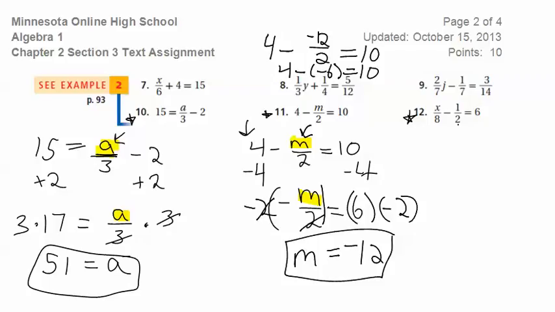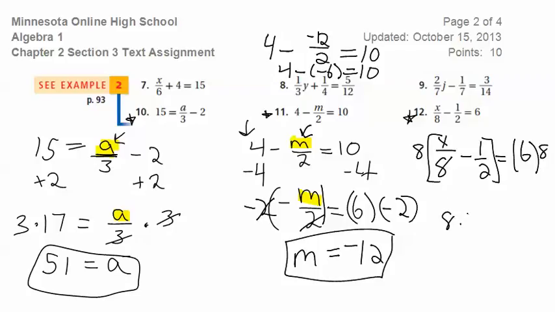we can start by doing the same thing, adding 1/2 to both sides. This one I may want to do a different way because there's quite a few fractions involved. So I think on this one what I would like to do is multiply both sides of the equation right away by a number that will get rid of all my fractions. So if I multiply both sides by 8 and then distribute the 8 through, that would be 8 times x over 8 minus 8 times 1/2 equals 6 times 8.